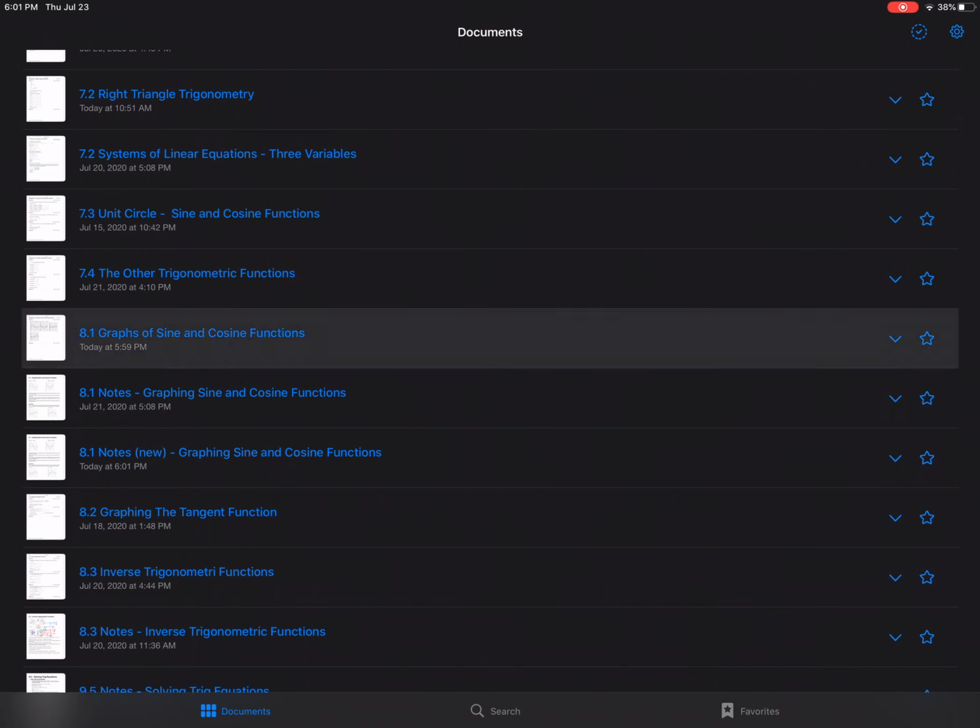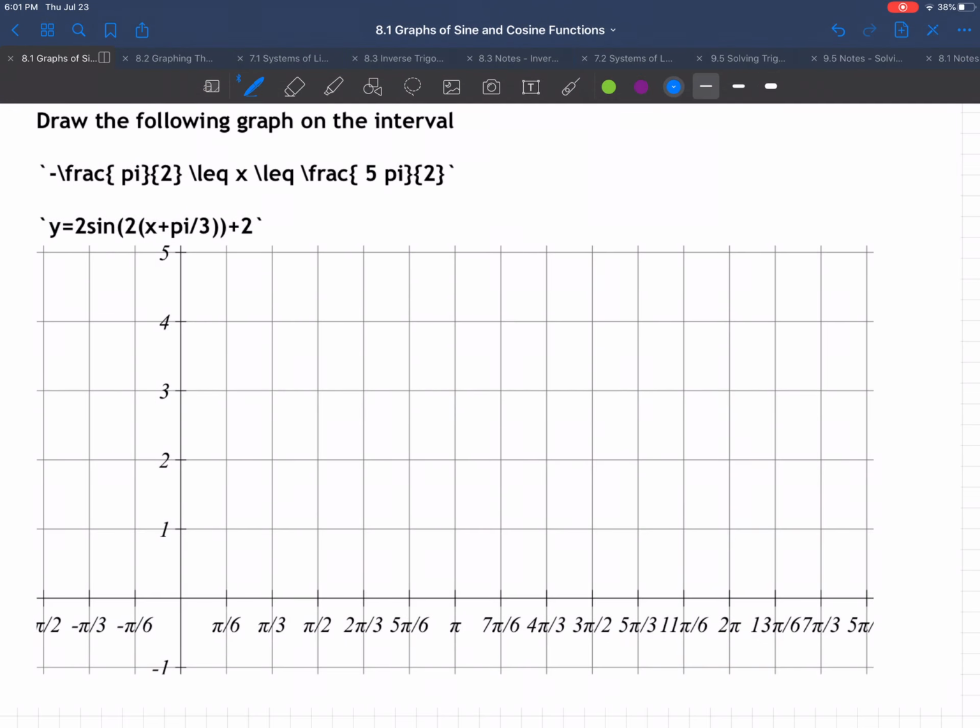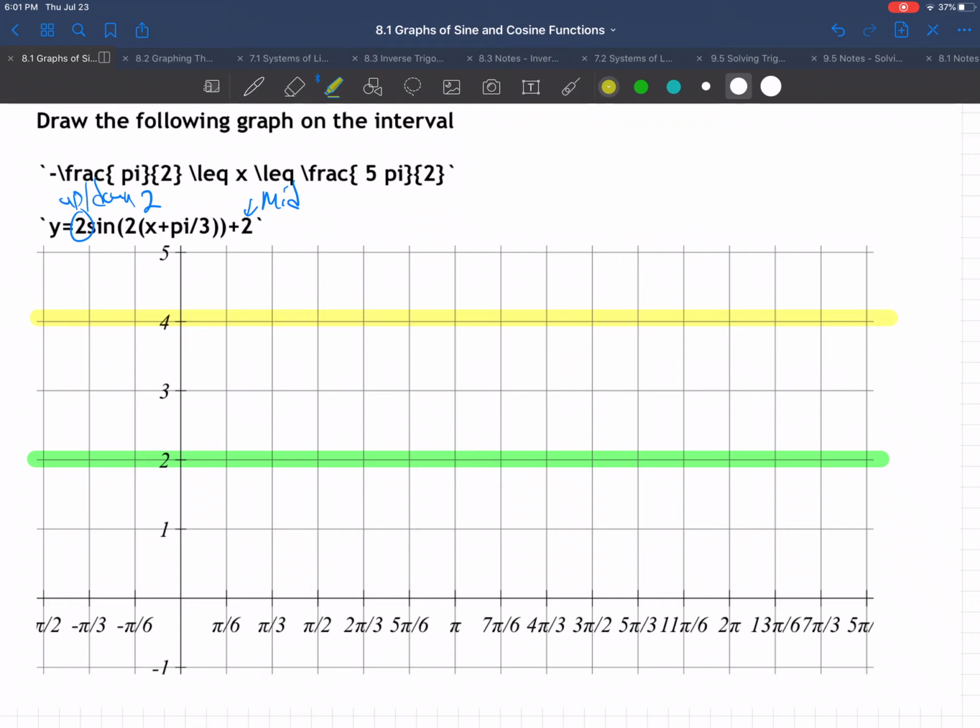So where's my question? There it is. Okay, so in our case, here's the middle. It's at 2. So I'm going to put a line right through the middle. There's the middle. And then the amplitude in the front is 2. So that means it's up, down 2 from the middle. So I'll go up and down 2 from the middle. So that'd be up at 4 will be the top. And down to 0 will be the bottom. So now we have kind of a window for our graph. We have the middle, the top, and the bottom.